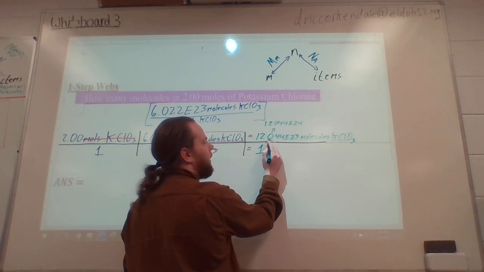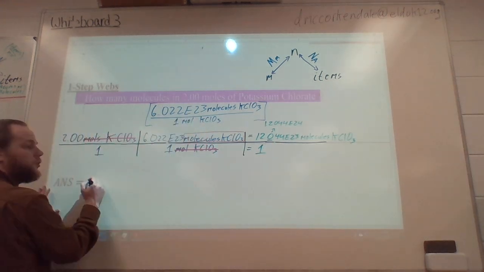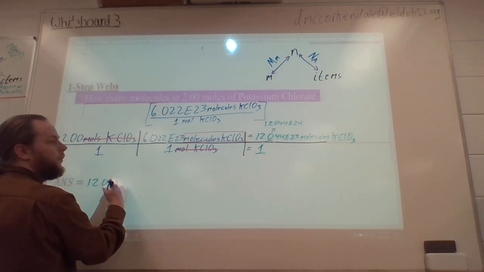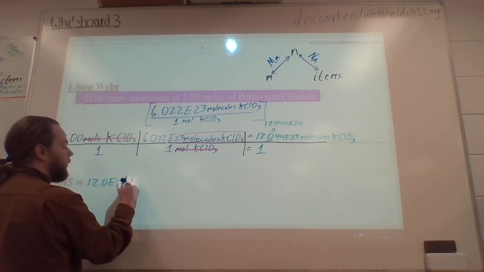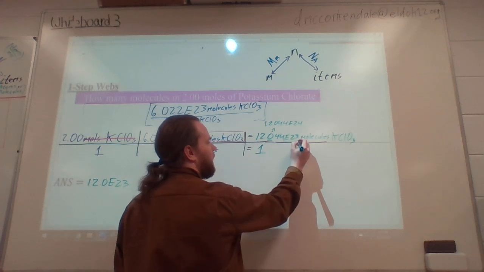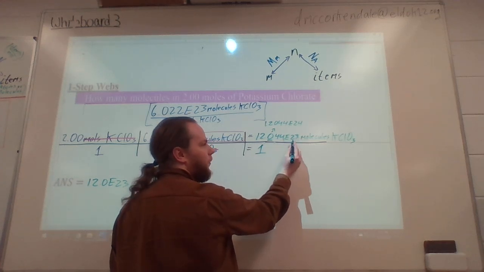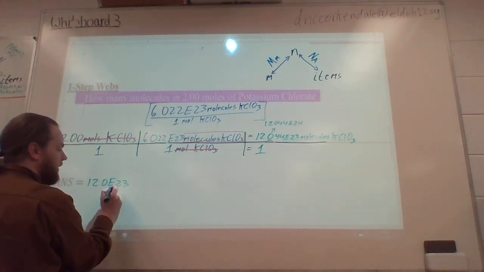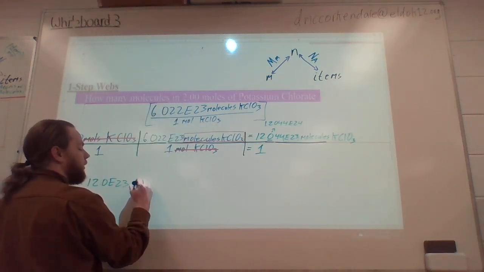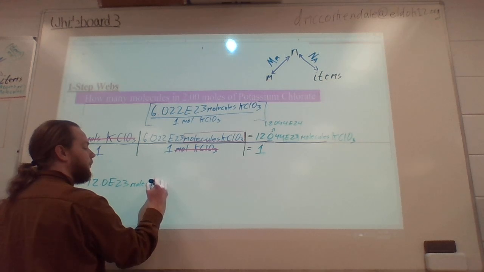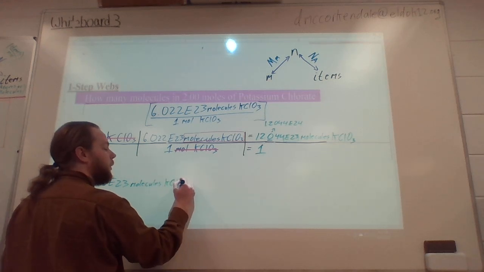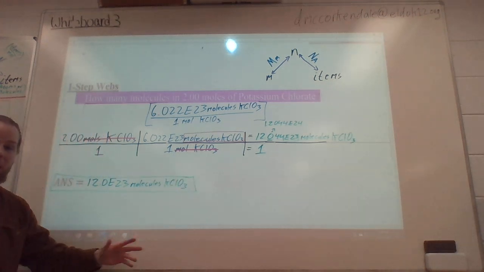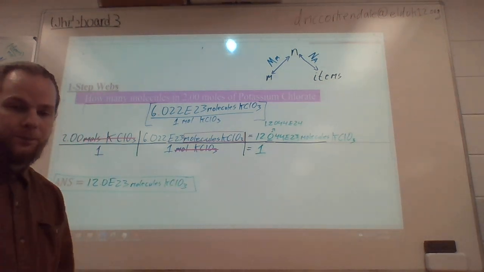4 does not change the 0, so our actual final answer is going to be 12.0 E23, because this is outside of the sig figs. This means times 10 to the 23rd, so we need to keep that. Molecules of KClO3. And that is your actual final answer.